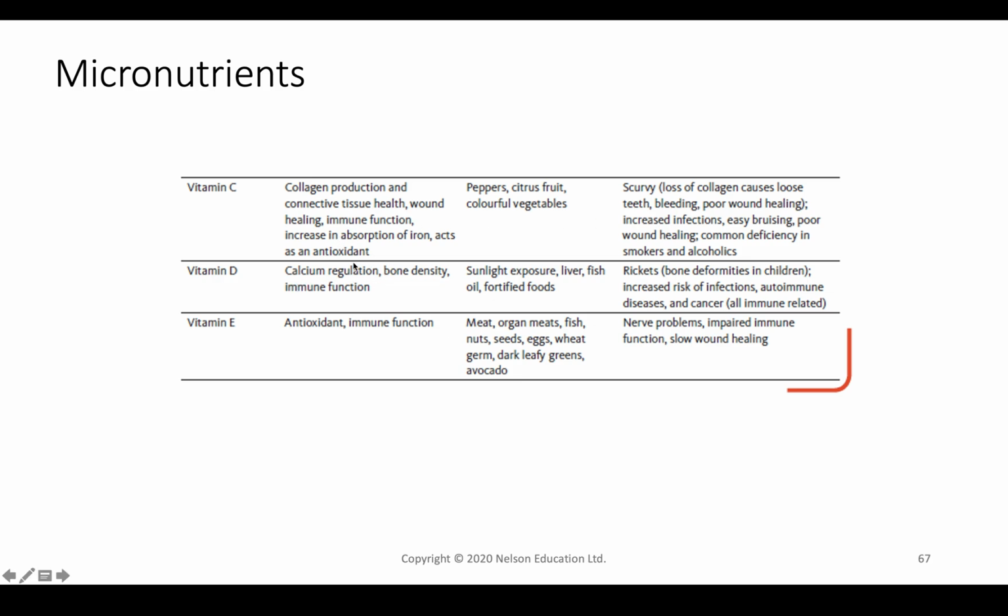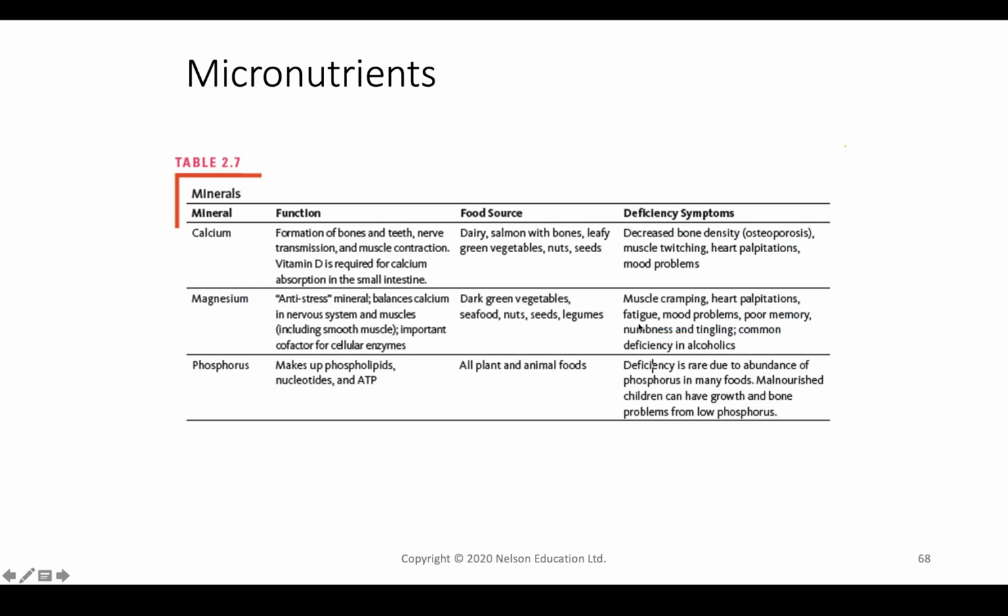Vitamin D is involved in calcium regulation, which, as you might imagine, is also involved in bone density and immune health. And if we have abnormal amounts of vitamin D, we can have rickets. We could end up with increased infections, autoimmune diseases, as well as immune-related cancers. Vitamin E is an antioxidant and is involved in the immune system. And without vitamin E, we can have impaired healing of our wounds, as well as impaired immune function and nerve problems.